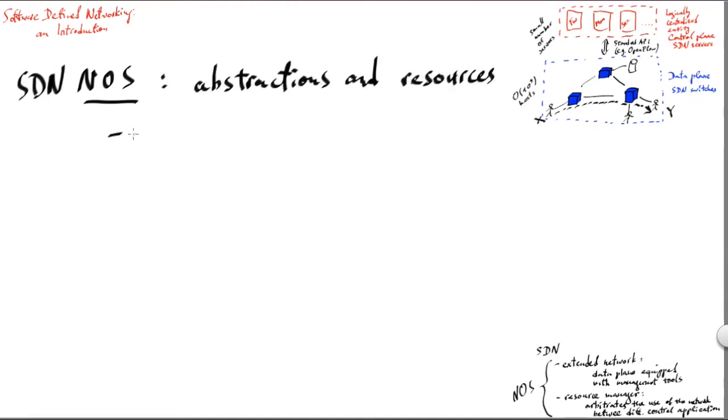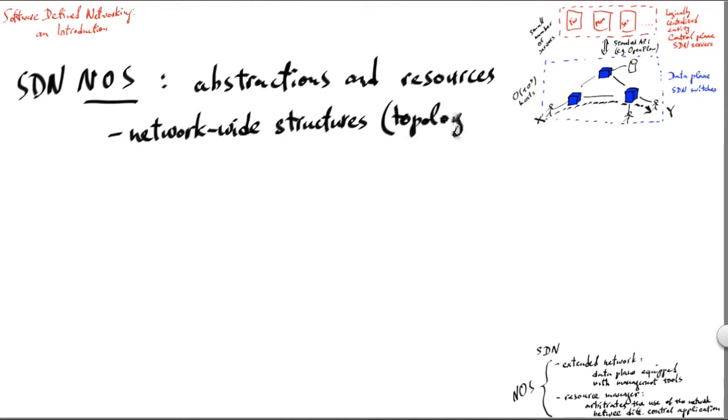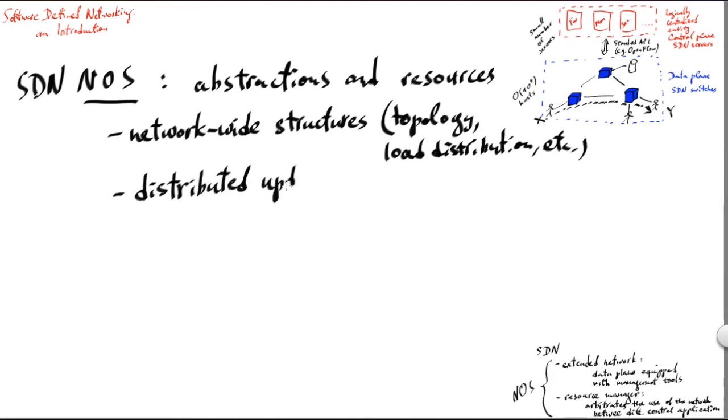What are those abstractions and resources? So first of all, it deals with data structures which describe the network as a whole. This could be topology of the network, load distribution, etc. It should also give an abstraction of an update of the network. Since the data plane is inherently distributed, we have to deal with a distributed update. For example, when we need to install a new policy, this would incur changes in multiple switches on the data plane, and they cannot be done in one atomic step, so it is inherently distributed. We need to do it by preserving some high-level consistency of the network-wide structures which we have.